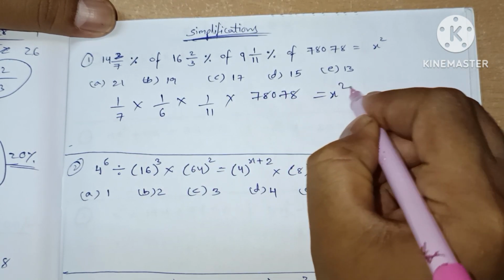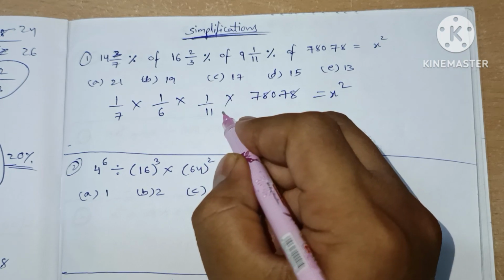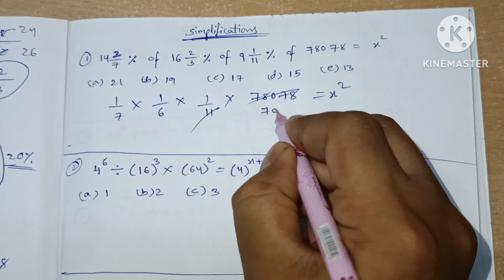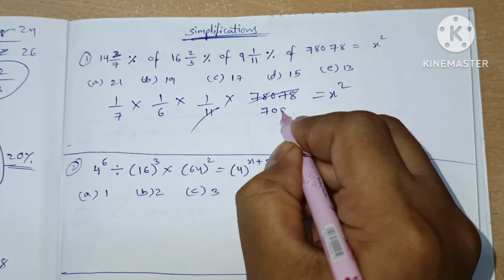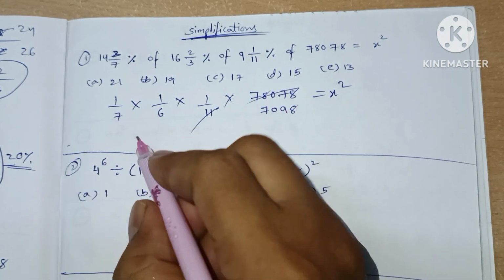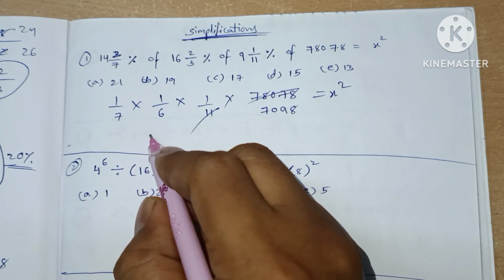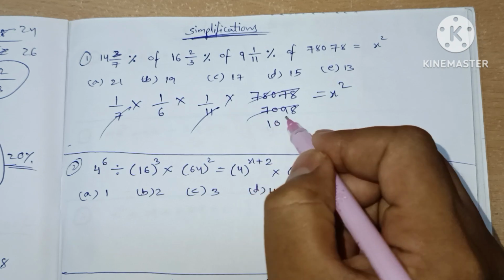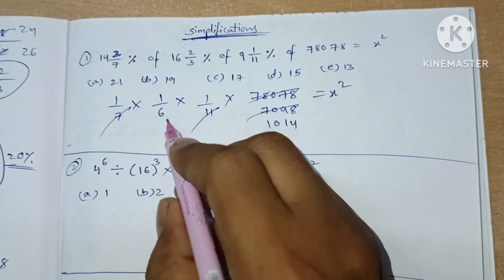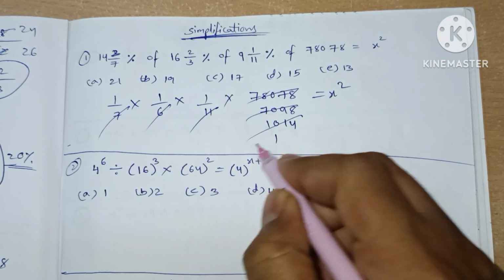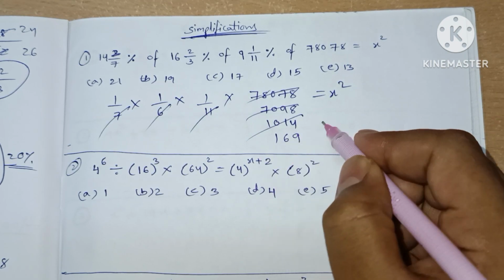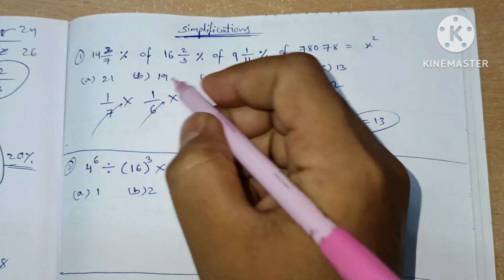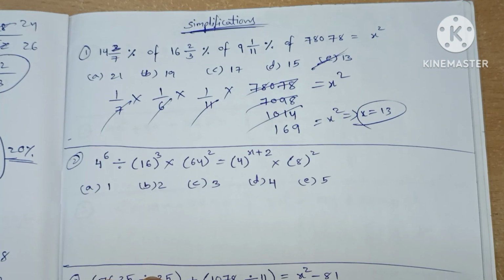78078 equals x square. First we'll do with 11 times. 11 7 times, 0 times, 9 8 times. Okay, here 7 1 times, 0 times, 7 1 times and 7 4 times. 6 1 time, 6 time and 9 times. So 169 equals x square. So x value will be 13. Answer is option E.